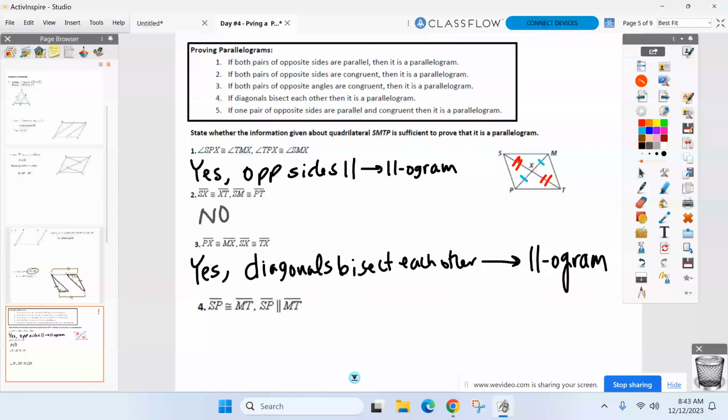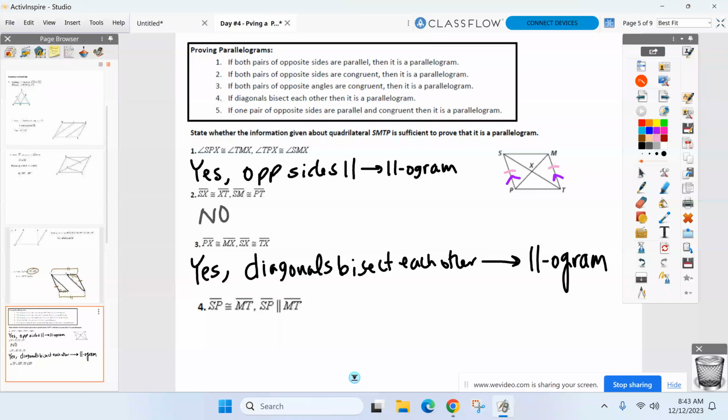We're okay so far. All right, I'll do 4 here with you. I won't call on anybody here. Ready for 4? SP is congruent to MT, so we got some hash marks there. And SP is also parallel to MT.